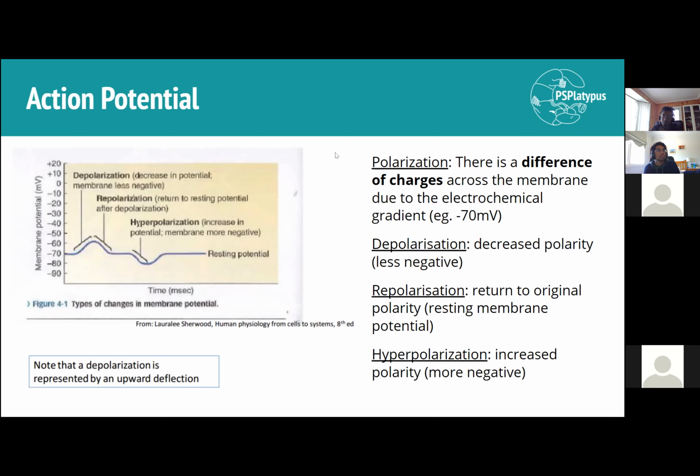For example, depolarization. Okay, wait, before that. Polarization is essentially the existence of a difference of charges. Nothing new there. Depolarization refers to decreased polarity, so it's going to go closer towards 0 and get less negative. Repolarization is when it returns back to its original polarity. And hyperpolarization is an increased polarity, so the membrane becomes more negative.